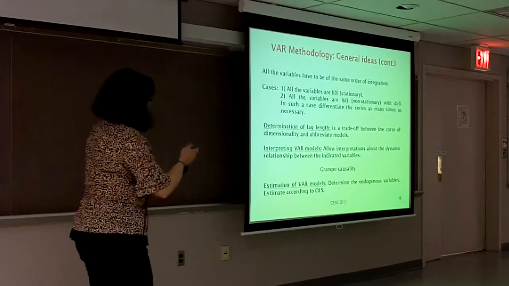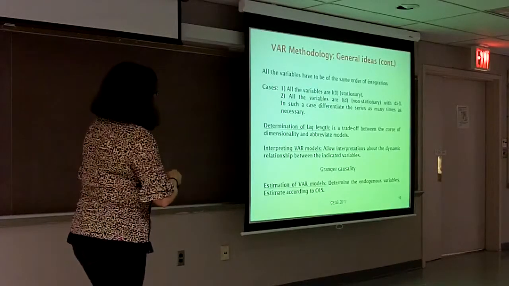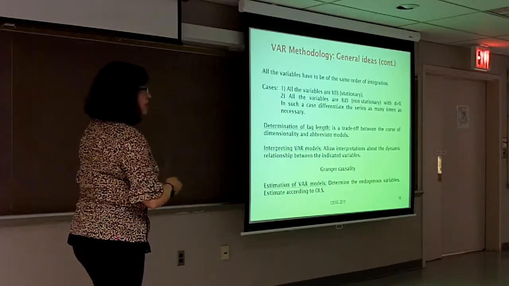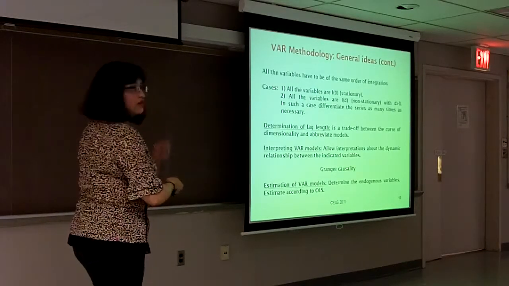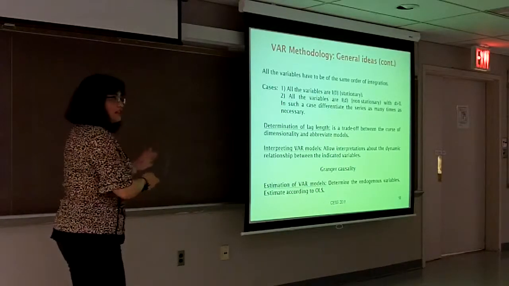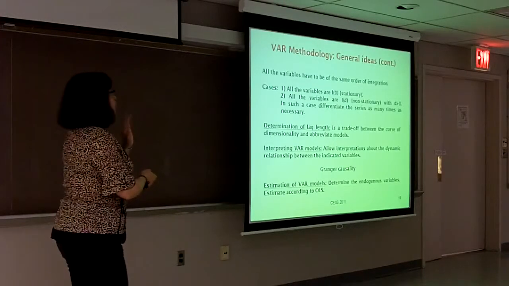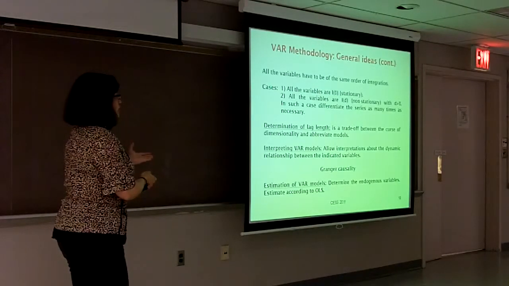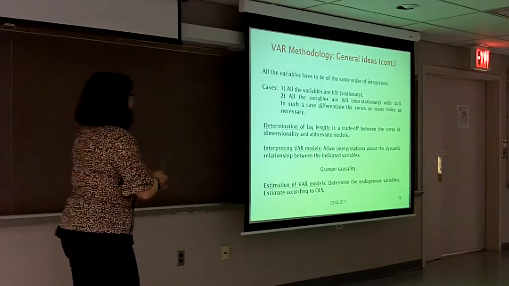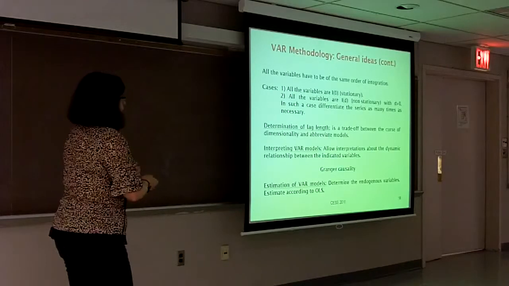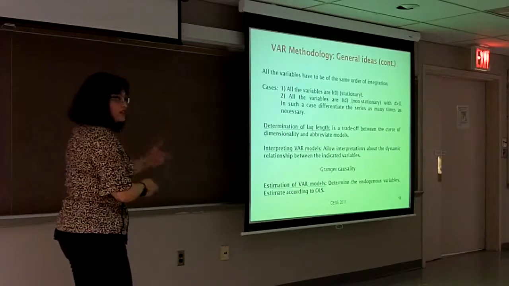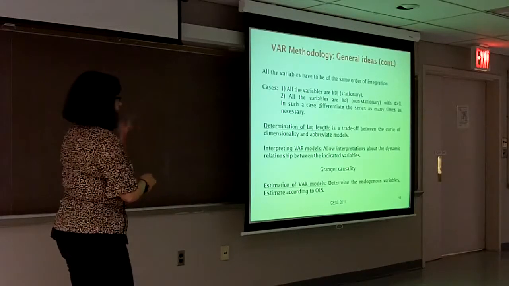So another important thing here is that all the variables that you are including in your model have to be of the same order of integration. What does that exactly mean? Well, you have two cases. The first one is that all the variables are stationary, so that means that they don't have trend, and they don't have to be differenced in order to be stationary. And the other case is all the variables are not stationary, so that means that you have to take the difference of the series in order to make them stationary.